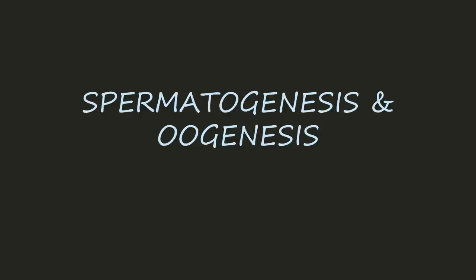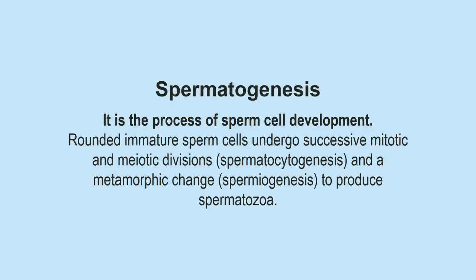So let us now proceed with the spermatogenesis and oogenesis, the difference between spermatogenesis and oogenesis. So when we say spermatogenesis, it is the process of sperm cell development. Rounded, immature sperm cells undergo successive mitotic and meiotic divisions or spermatocytogenesis, and a metamorphic change or spermiogenesis to produce spermatozoa.